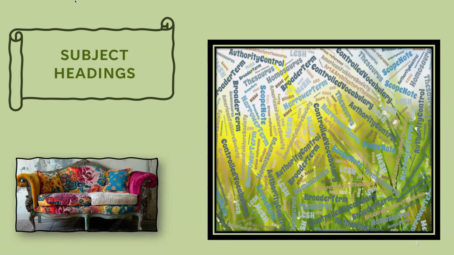If I didn't know about controlled vocabularies or the databases that contain these vocabularies, like Library of Congress subject headings, MeSH, Homosaurus, etc., I would probably put the word couch in the 650 field and be done with it and move on. That'd be cool, right? Well, this could be problematic.